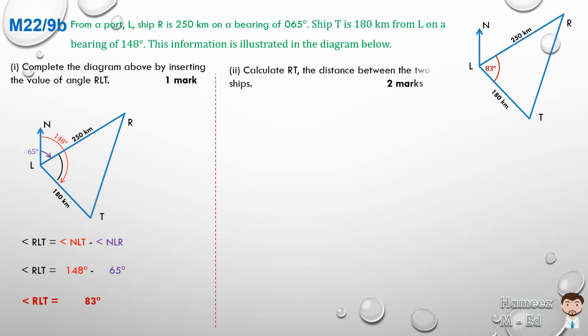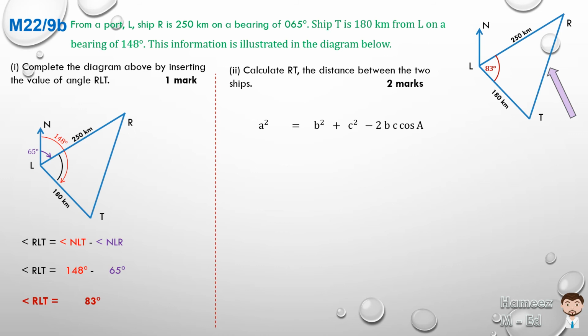Part 2. Calculate RT, the distance between the two ships. So let's show that distance with a purple arrow. And what do we know? We know two sides, and we want to find a third side, and we have an angle. So two sides and an angle means we can use the cosine rule. So let's substitute. A squared is equal to b squared plus c squared minus 2bc cos A. And what we want to find is RT.